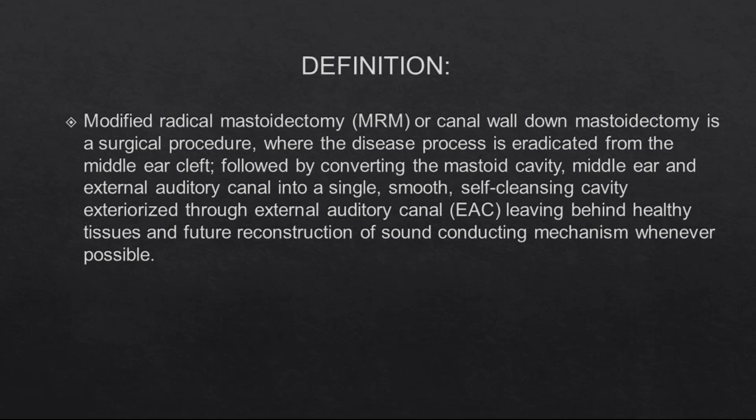So either you can stage the operation, that is, you remove all the disease process, do a canal wall down mastoid surgery, and don't do any reconstruction. Leave it like that, and after 6 months, you do the reconstruction work. Or where staging is not possible, you can go ahead and reconstruct it in the initial sitting. So you need not stage it.